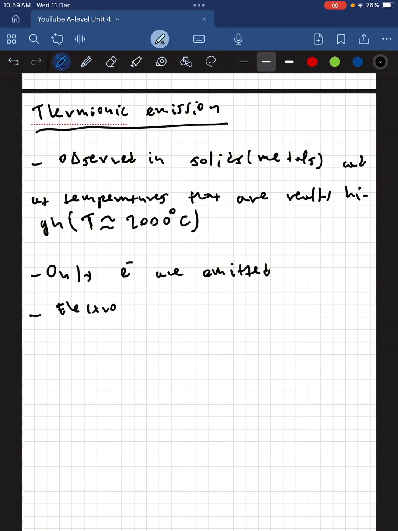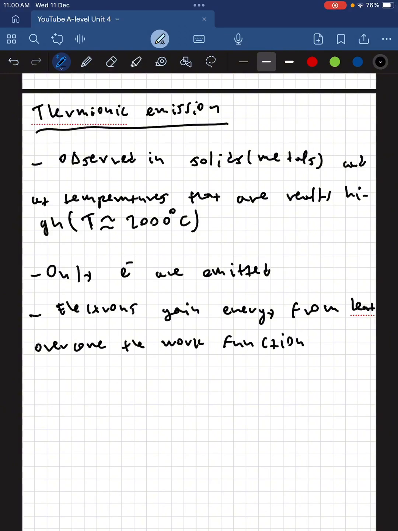And these electrons gain energy from heat, overcome the work function, and get ejected from atoms.